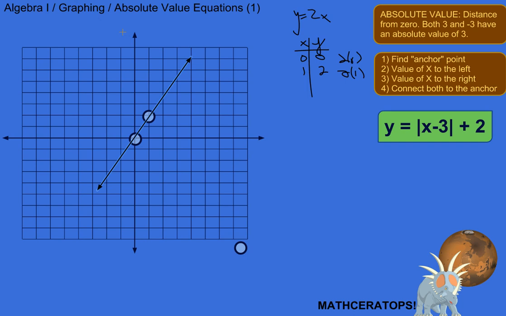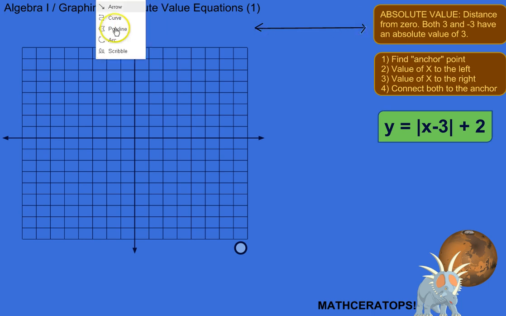But this isn't going to work for an absolute value equation. And let me show you why. So let's just make this stuff go away, because we don't need that anymore. So absolute value is just distance from 0. So if you think of a number line, it's a great metaphor.